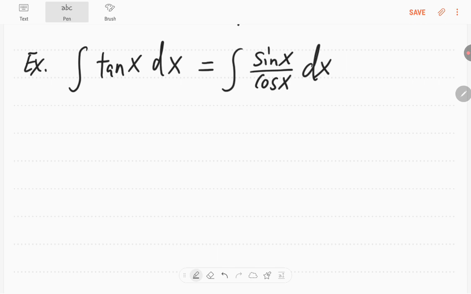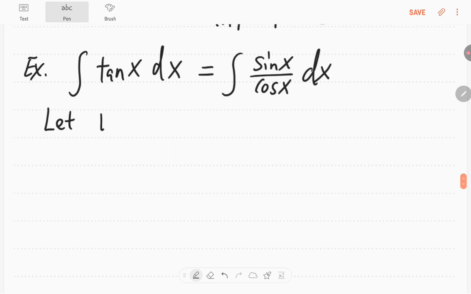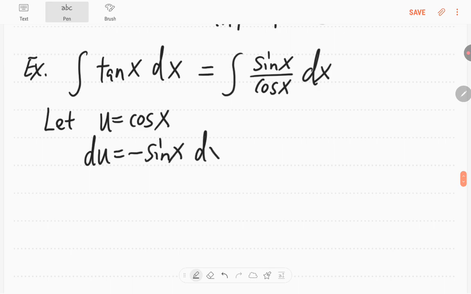So if we take u equals cosine x, then take the derivative, it would be the negative sine x dx. This is the reason we choose u to be cosine x. So du is equal to negative sine x dx. So sine x dx is equal to negative du.